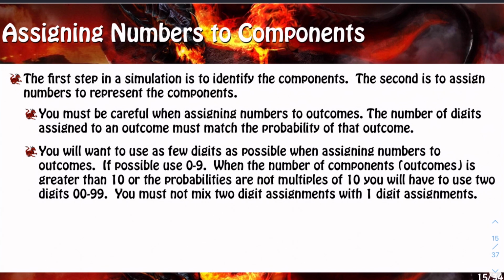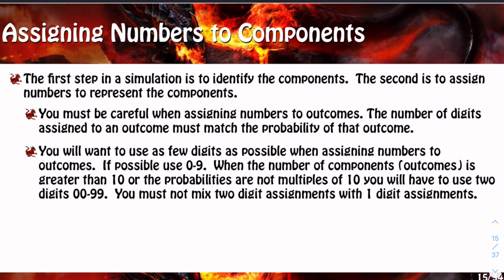Okay. Assigning numbers to components. The first step in a simulation is to identify the components. The second is to assign numbers to represent the components. And you must be careful when assigning numbers to outcomes. The number of digits assigned to an outcome must match the probability of that outcome.